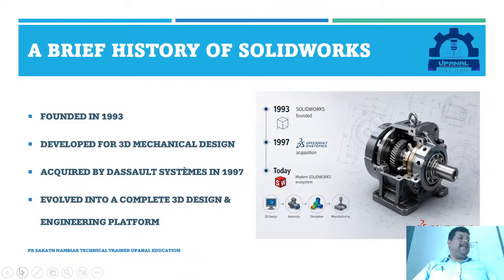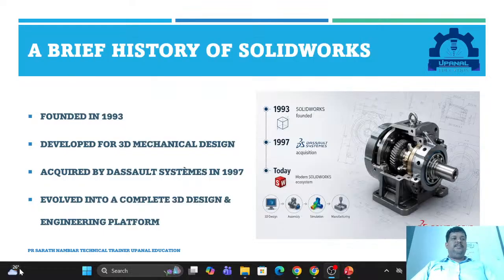So before we explore different capabilities of SolidWorks, let us take a very quick look at where the software came from. SolidWorks was founded in 1993 with the idea of making 3D mechanical design more accessible and easier for engineers and designers to use. At that time, CAD was already being used extensively in industries, but 3D parametric modeling was still developing.